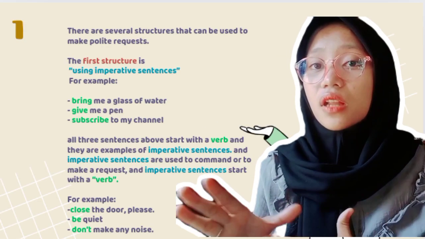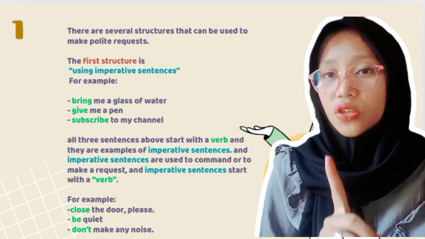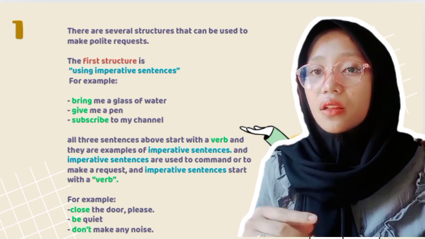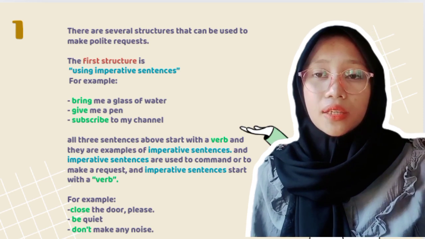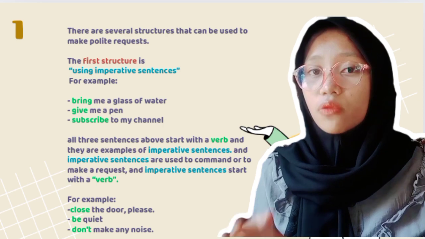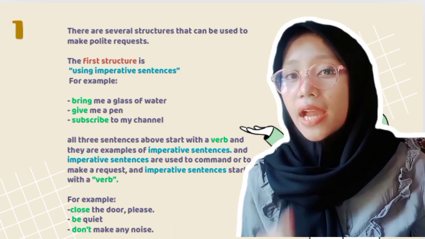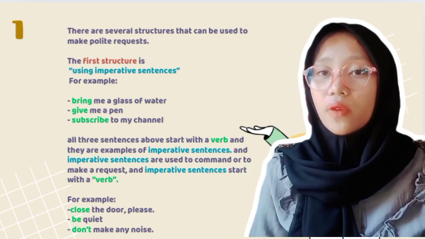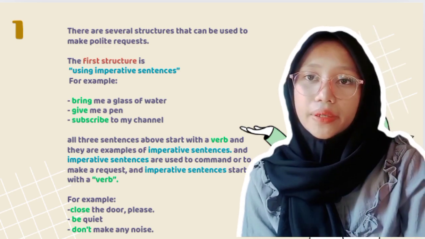There are several structures that can be used to make polite requests. The first structure is using an imperative sentence. For example, bring me a glass of water, give me a pen, subscribe to my channel. All three sentences above start with a verb, and they are examples of imperative sentences. Imperative sentences are used to command or to make a request. An imperative sentence starts with a verb.